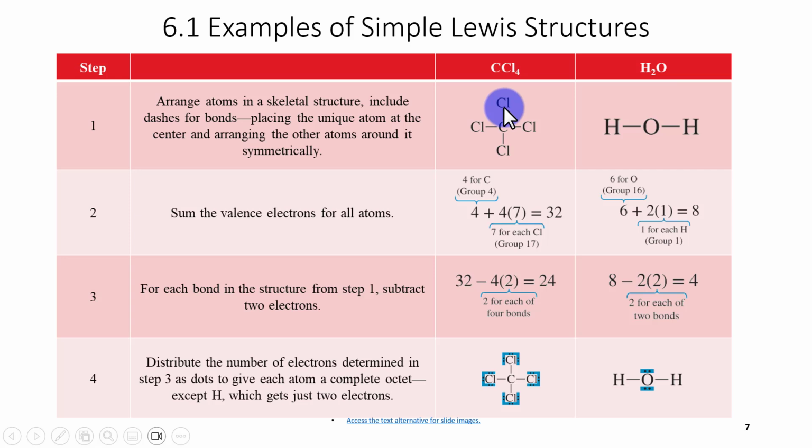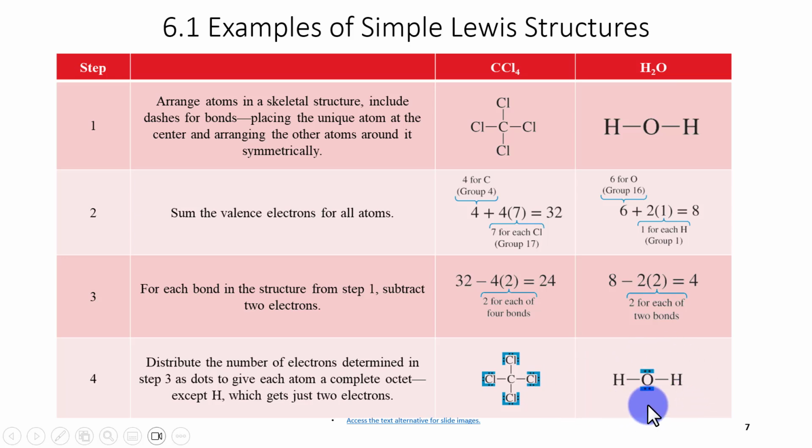Now, let us subtract the electrons that I've already used up to form bonds between the central atom and terminal atoms. I have 2, 4, 6, 8 electrons that I've used in bonding. These are bonding electrons. So I take my total, which is 32, minus 8. That gives me 24 electrons to distribute around the chlorines. Now, what about the water? 8 minus 4 gives me 4 electrons left to distribute.